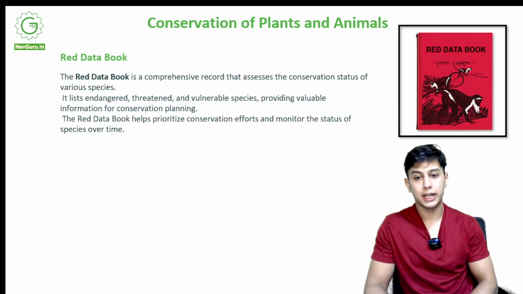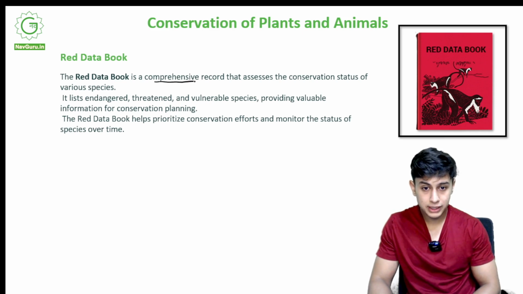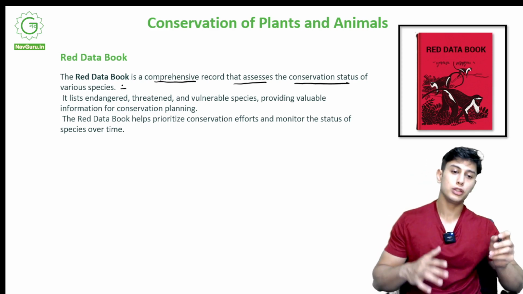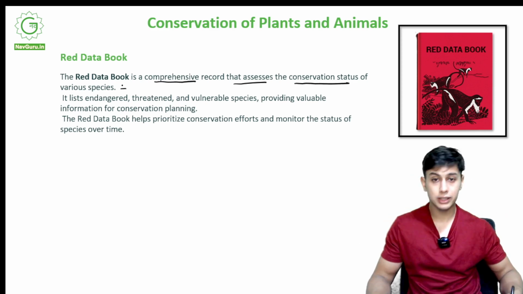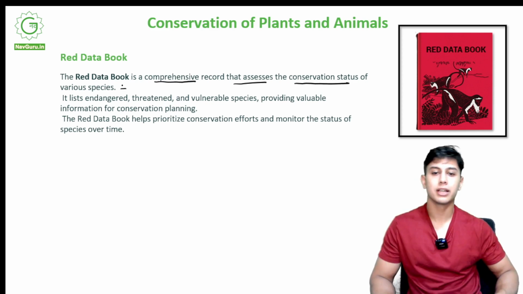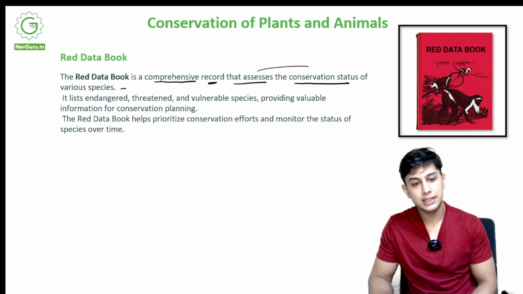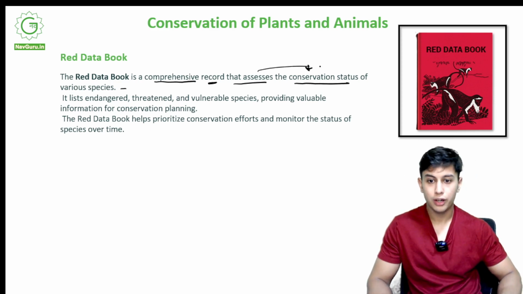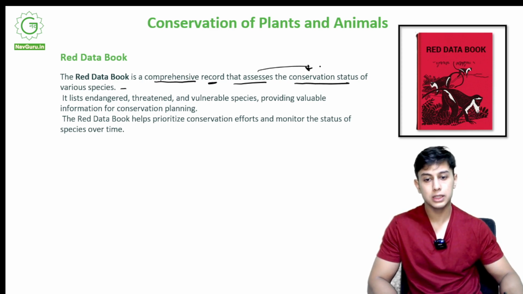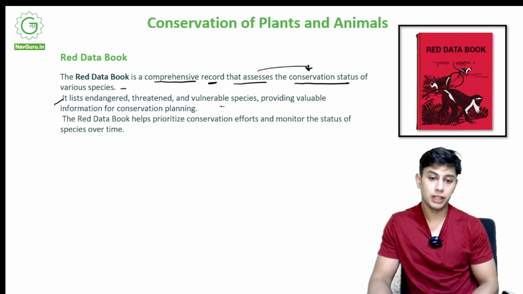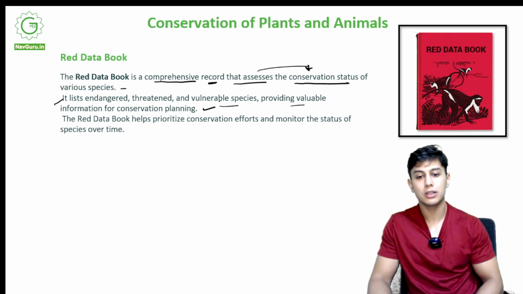Now I will tell you about the Red Data Book. The Red Data Book is a comprehensive record that assesses the conservation status of various species. So this is a book that tells us how much work is being done on the conservation of a particular species. All right, so Project Tiger, Project Rhino, it will all be in the Red Data Book. It keeps a record that assesses the conservation status of various species. Then how much conservation practice is being done to protect this species, that would be in the Red Data Book. It lists the endangered, threatened and vulnerable species, providing valuable information about conservation planning.